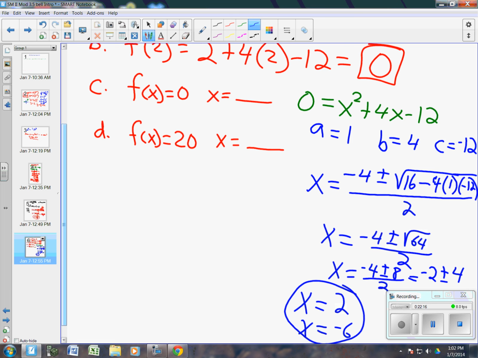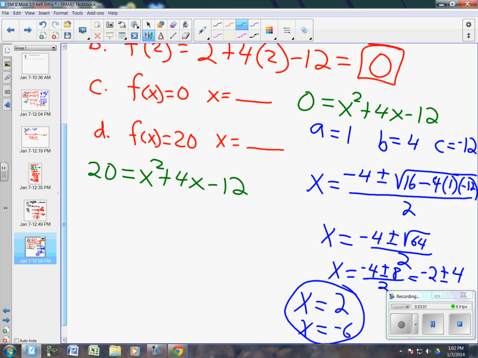Okay, now the last problem right here, you guys, is f of x equals 20. How do I write that? You guys, the last problem, instead of putting 0 in for f of x, we put 20 in for f of x. Do you see that? Dan, you see that? One of the answers is 2. One of them is negative 6. Are you talking about part C, Dan? Okay. Yeah, I just showed you both the answers, 2 and negative 6.